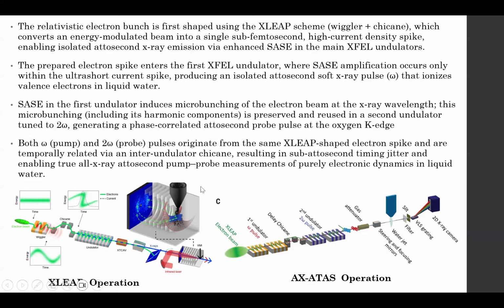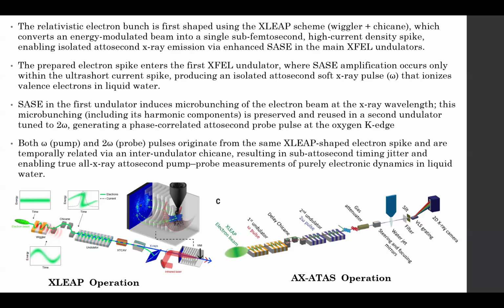In the wiggler, due to the large magnetic fields, you see very large energy modulations happening. This large energy modulation goes through a chicane where you can see the density modulation taking place. This produces a very high density electric current spike. This high density current spike is what goes into our setup, and this is what we use for the first and the second undulator.